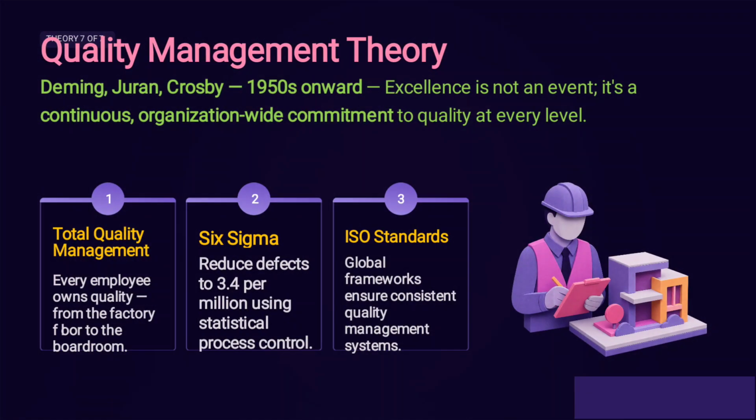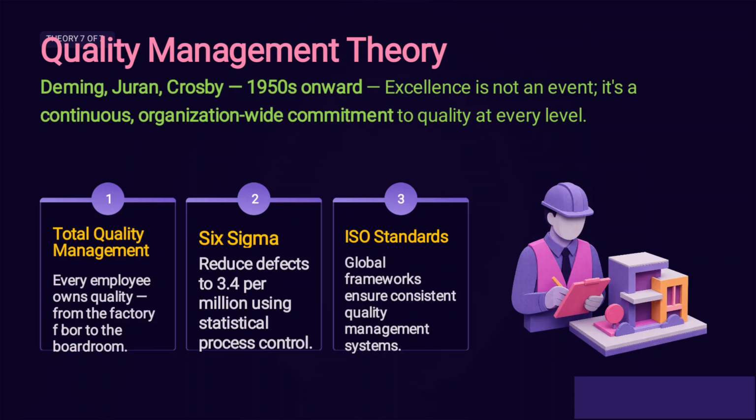And the next and the last theory of today's presentation or talk is quality management theory. The main founders of quality management theories are Deming, Juran, Crosby. The quality management theory started from the 1950s onward. According to quality management, excellence is not an event. It's a continuous organization-wide commitment to quality at every level.